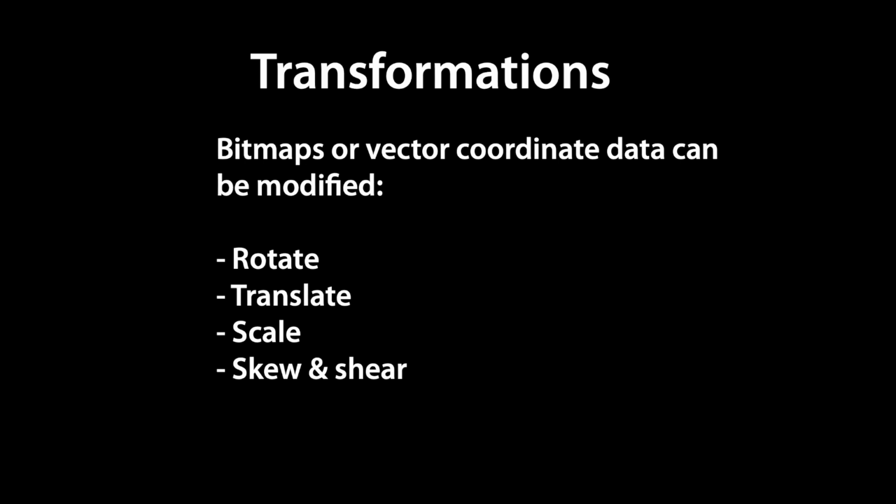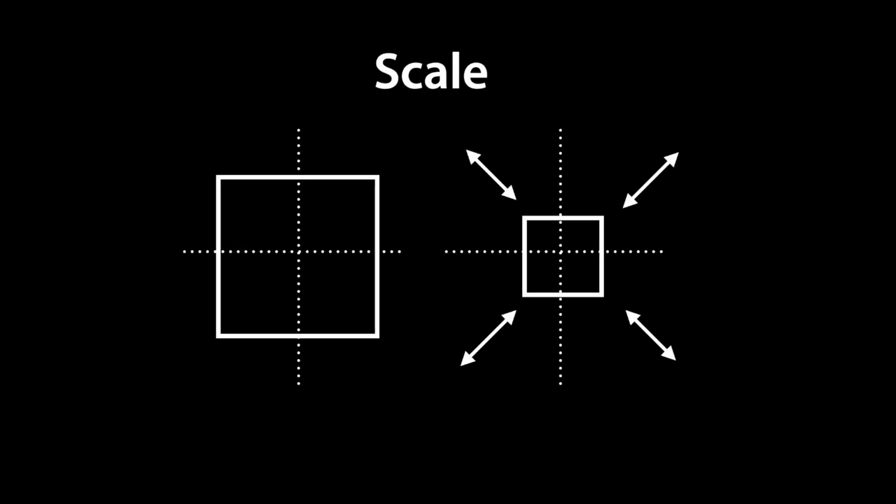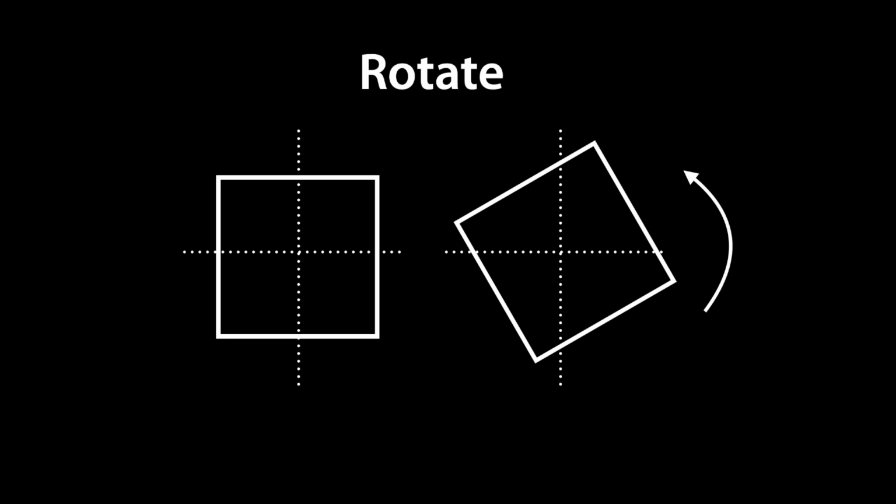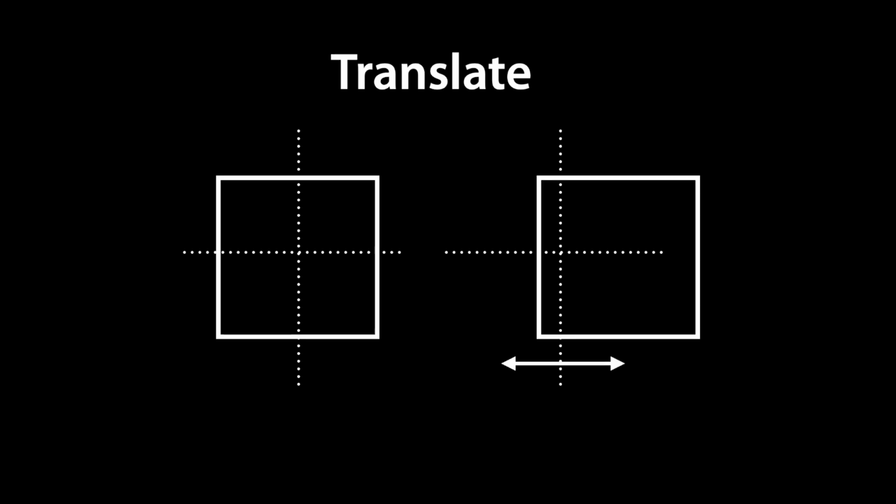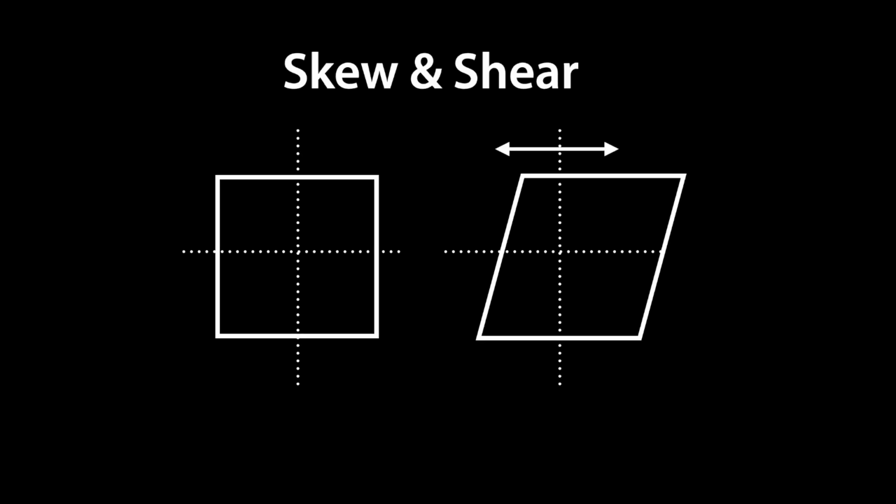A transformation matrix defines what changes we want to make to any particular bitmap or vector data. This could be a rotation, translation, a scale, or a skew or shear. A scale will make an object bigger or smaller. A rotation can turn an object anti-clockwise or clockwise to any angle. A translation will move an object either in the x or the y coordinates. A skew will take a certain angle and shift an object, whereas a shear will shift it by a number of pixels.